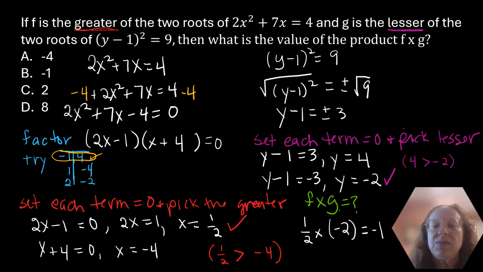So what's f times g? That's what they're asking. f times g is 1/2 from f and -2 from g, and that equals -1. And B is the answer.